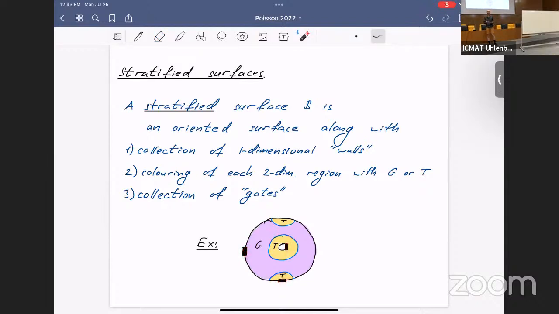The reason we call them gates is that we were thinking you can kind of open this gate here and insert a T-disk inside the surface, right? But really what this means is we will consider a trivialization or framing of our local system at these regions here. So here we'll have a G framing, and here we'll have a T framing. All right.